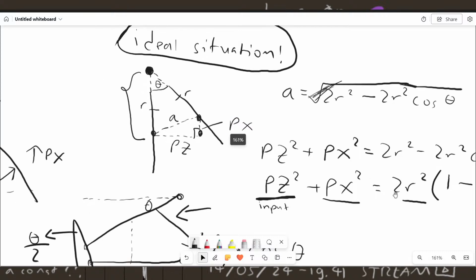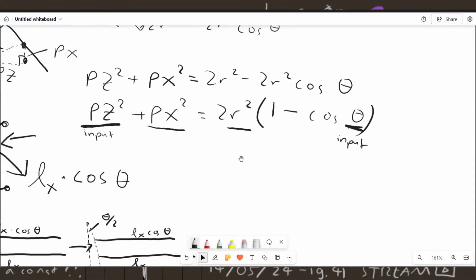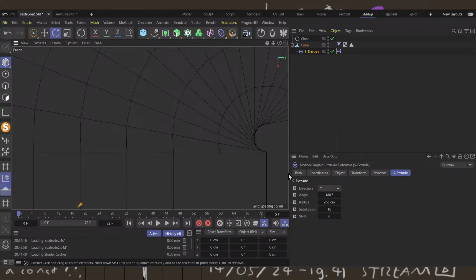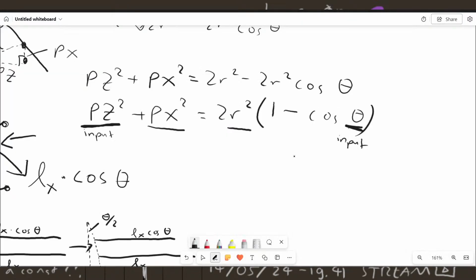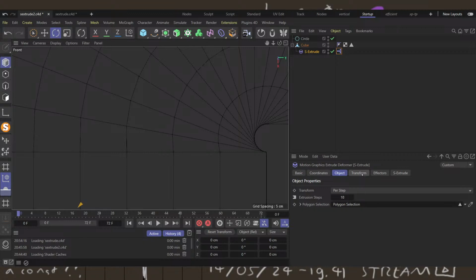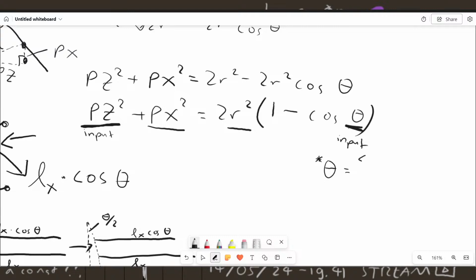All right, before we go any further, let's make some definitions here. Pz is an input, px and r. R is still unknown, but we know that theta is just sigma angle per extrusion steps. So theta here is angle over subdivisions.